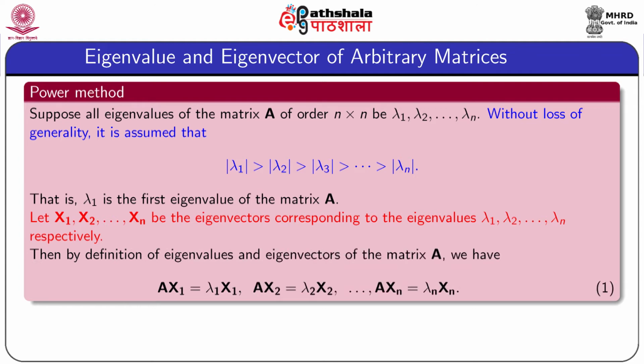Then by definition of eigenvalues and eigenvectors of any matrix A, we have Ax1 equal to lambda 1 x1, Ax2 equal to lambda 2 x2, dot dot dot, Axn equal to lambda n xn. This is the definition of eigenvalues and eigenvector which is mentioned in module 1 of this chapter.